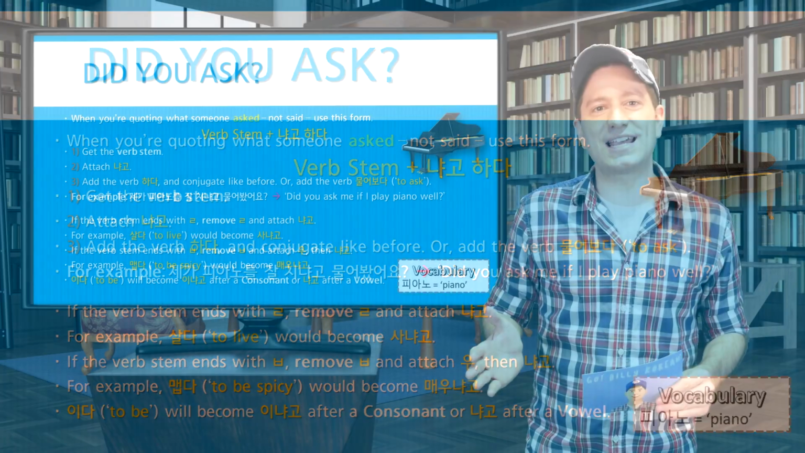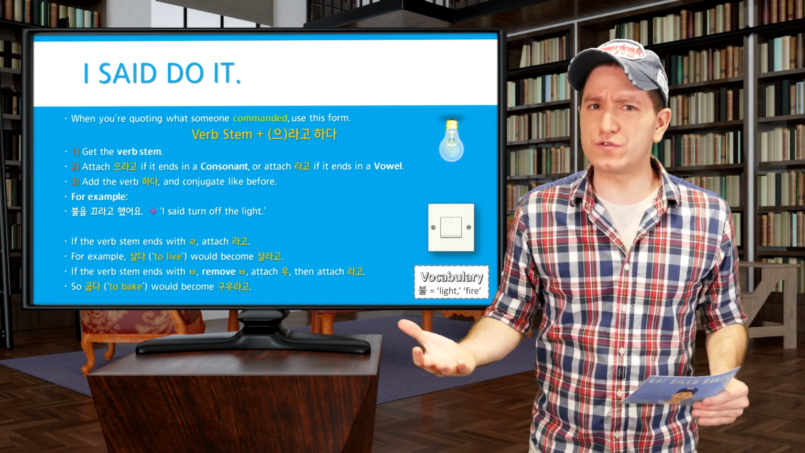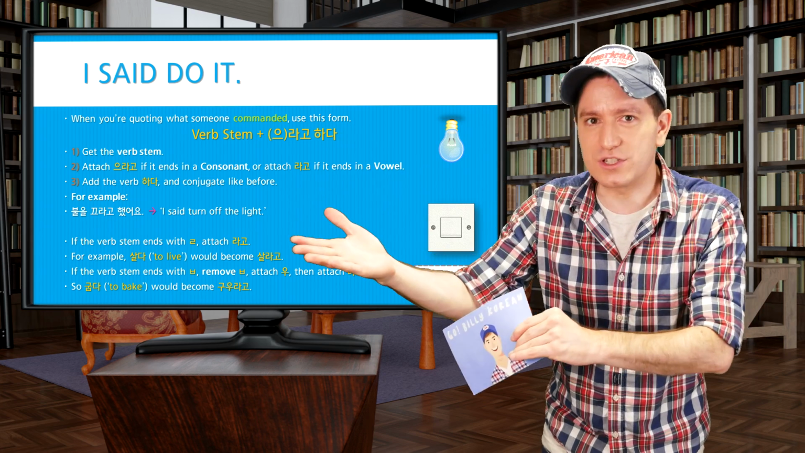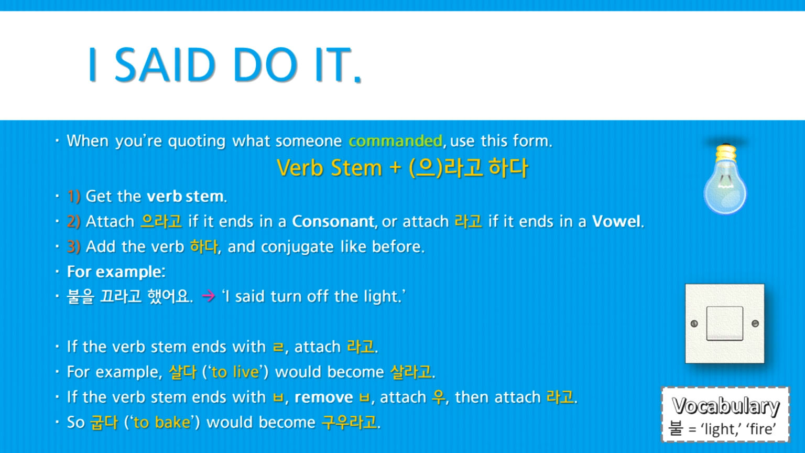Now, we'll do some more examples of all of these forms in a moment, but next, let's learn how we can make quotes for something that somebody told someone to do, or something that somebody commanded. To do that, get the verb stem and attach 으라고 if it ends in a consonant, or attach 라고 if it ends in a vowel. Then add the verb 하다 and conjugate it like before. For example, 불을 끄라고 했어요. I said turn off the light, as in I told someone to turn it off.